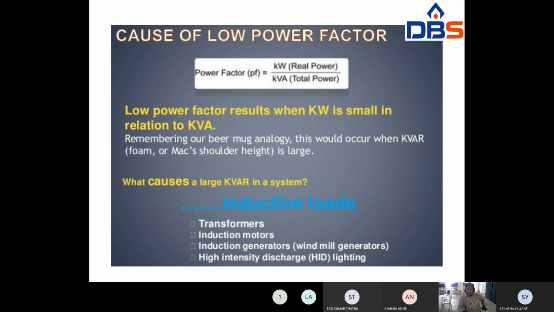Now, how can you improve that power factor? A capacitor is connected across the equipment. That capacitor has leading VARs that neutralize the lagging VARs, and then the power factor reaches nearly unity.